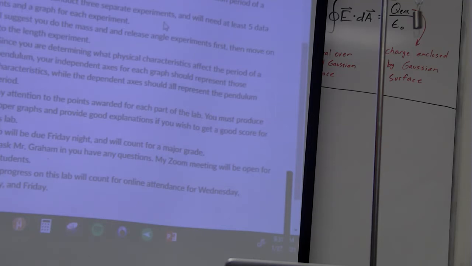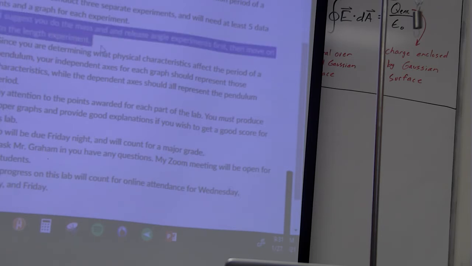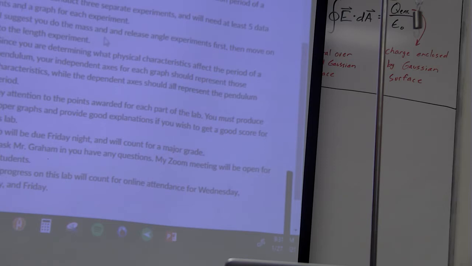If you're an engineer, you're a scientist, and you're actually doing real work in the real world or for a university, you got to get way more than 5 data points. So you just need to get 5 for each experiment. I'd follow this suggestion if I were you. I suggest you do the mass and the release angle experiments first. They won't be the most time consuming. Then move on to the length experiment. That will be the most time consuming.